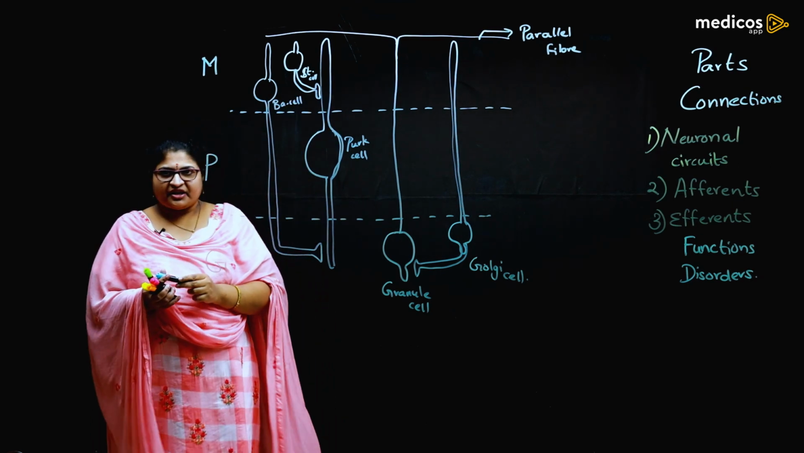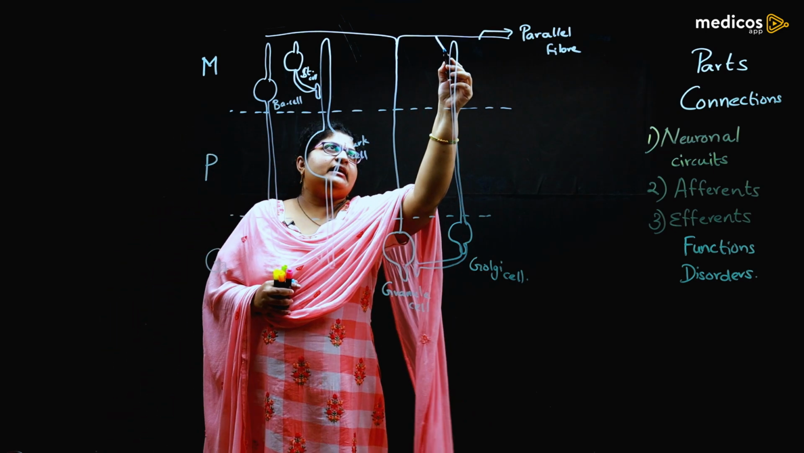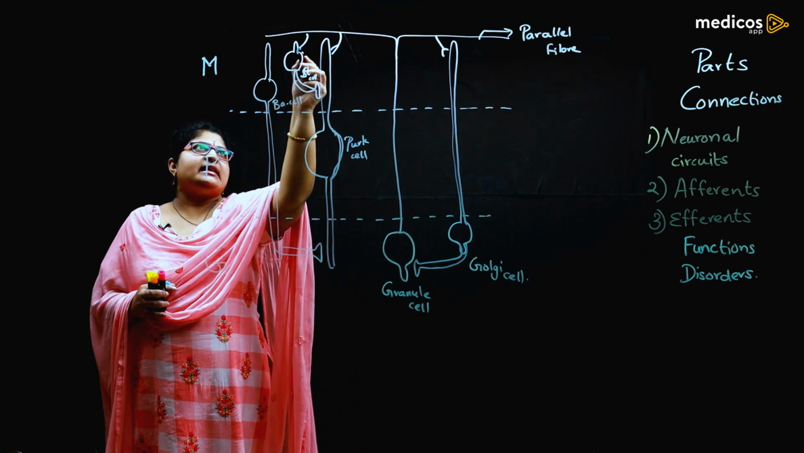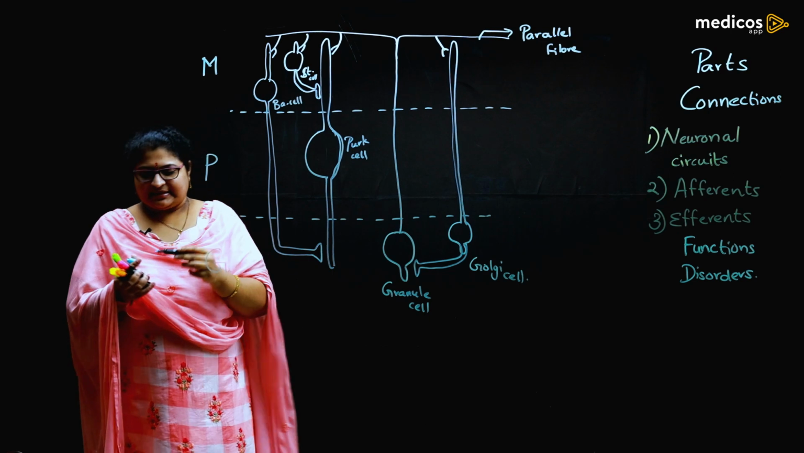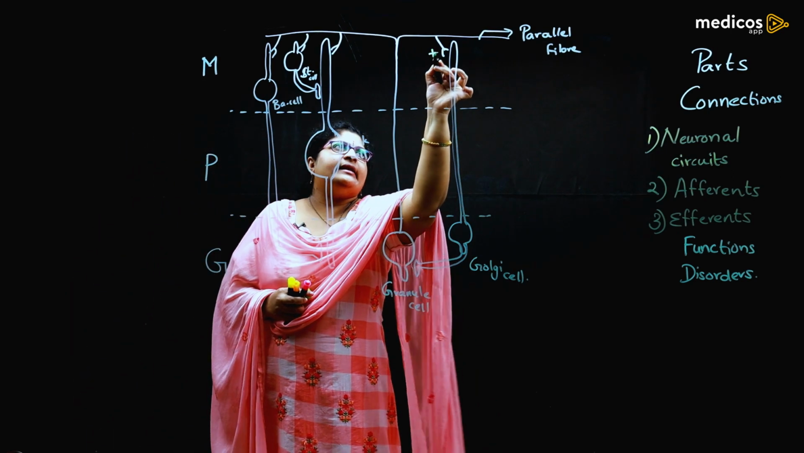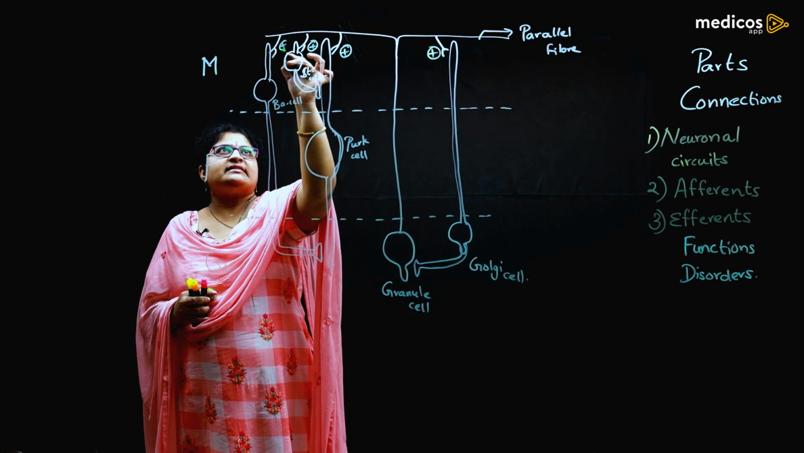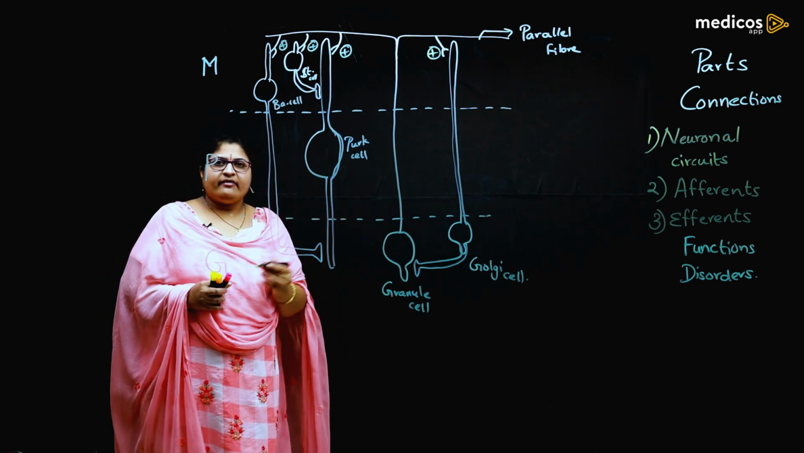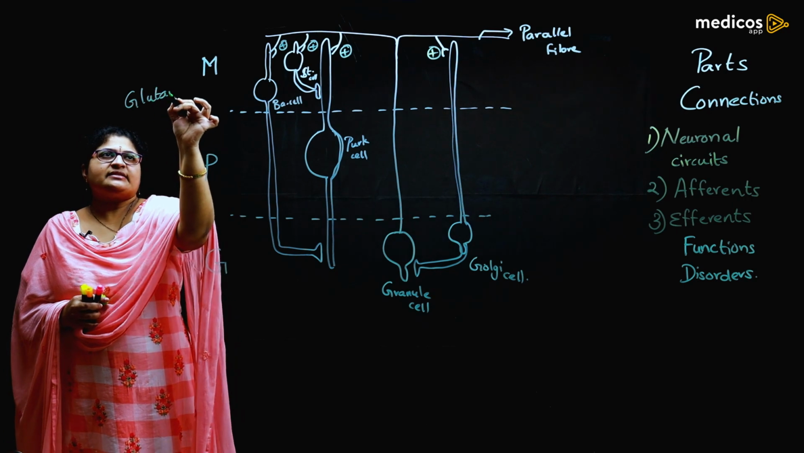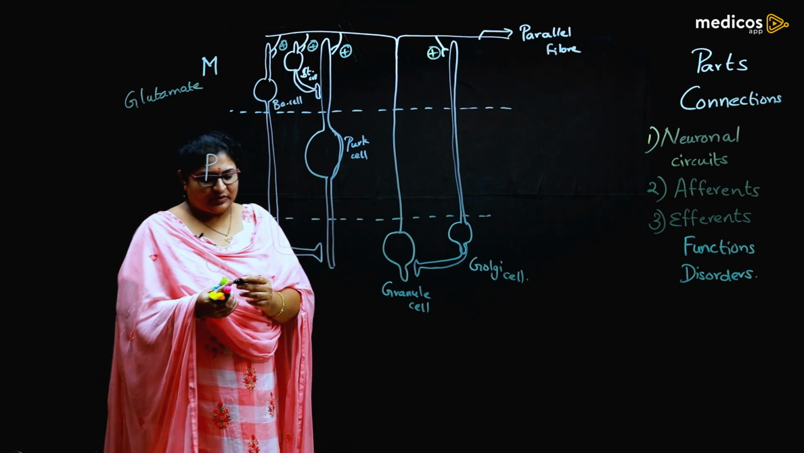Now let's see what the connections between them are. So these granule cells send connections to Golgi cells, Purkinje cells, stellate cells and basket cells. And all these connections are stimulatory. So the parallel fiber stimulates the remaining cells of the cerebellar cortex. And what is the neurotransmitter? It is of course glutamate. Glutamate is the neurotransmitter released by the parallel fibers of granule cells.